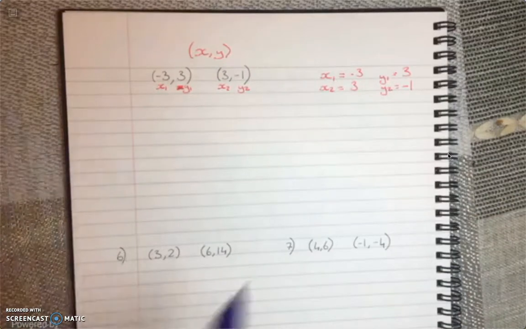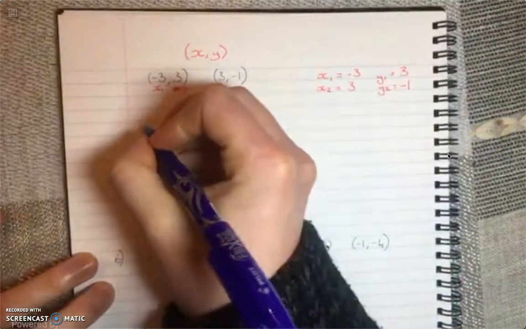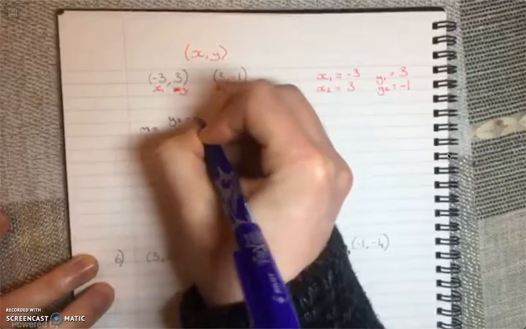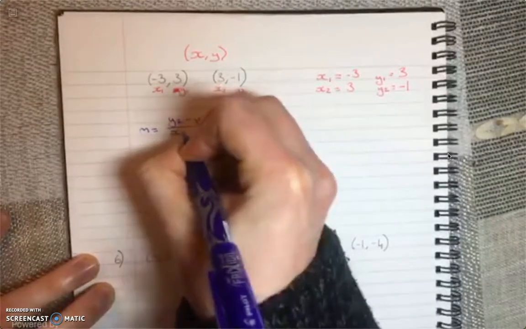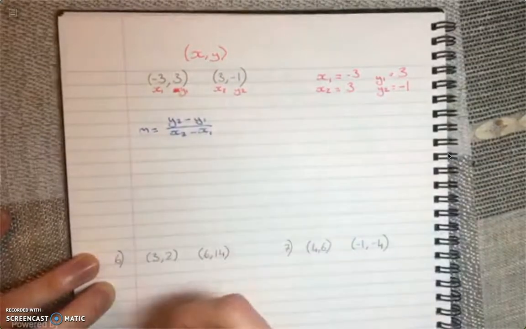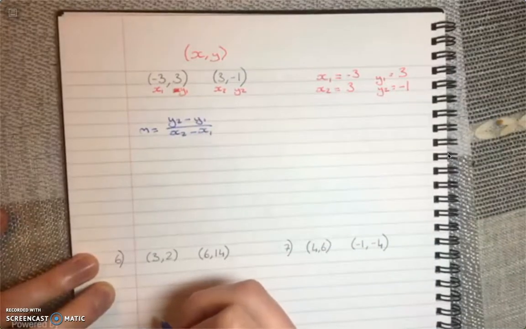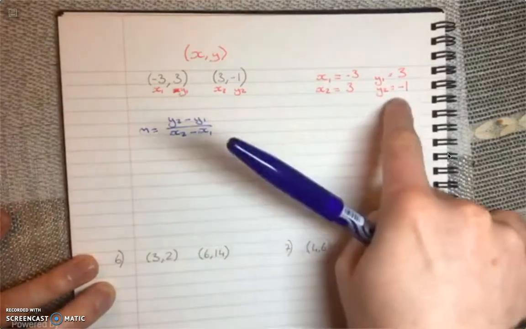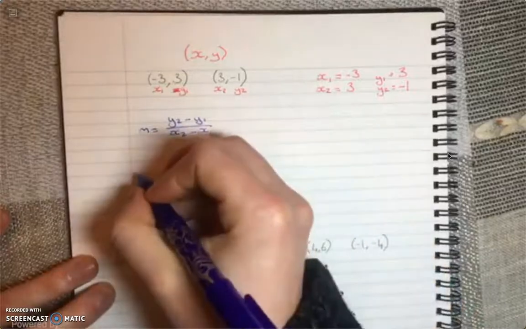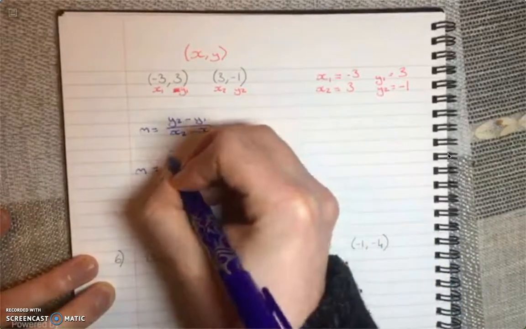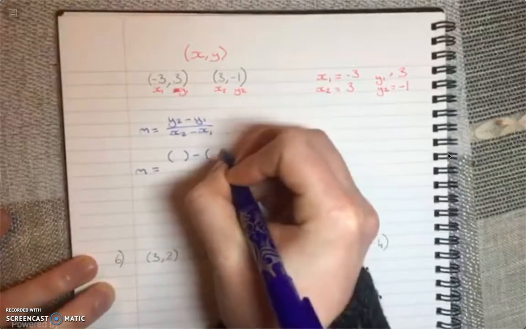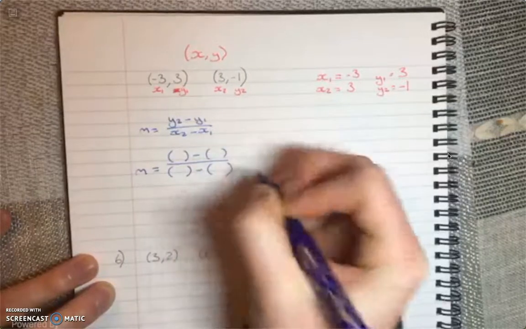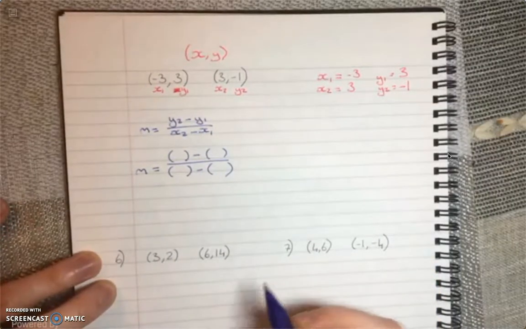Now we're going to write out our formula. So what you've taken down, your formula will be m is equal to y2 minus y1 all over x2 minus x1. So that's your formula there. Your first step, this is just substitution. You're just substituting these numbers into here. So when we substitute, we change all my letters to brackets. Okay? And now we just start to fill in.